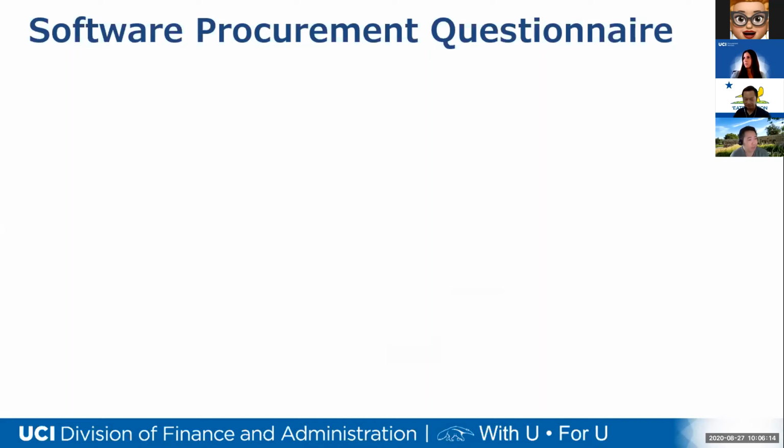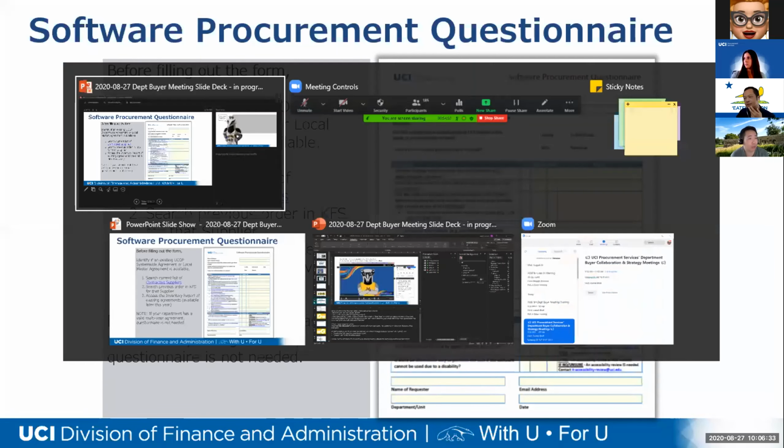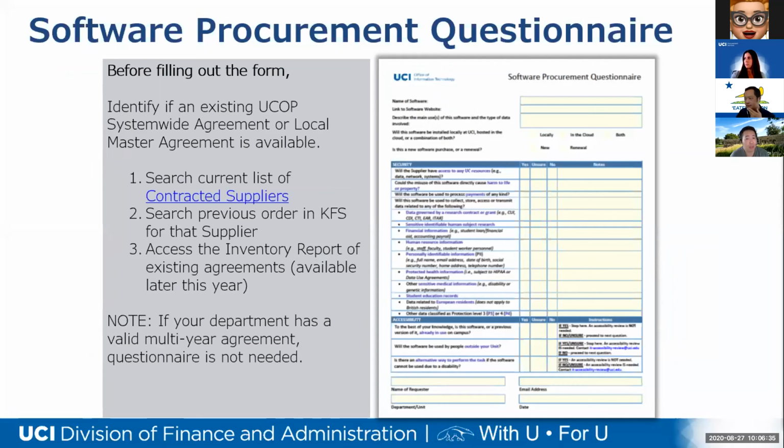Next slide, Maggie. Next, we will be going over the new software procurement questionnaire, which some of you may be seeing for the first time. Before filling out this form, we recommend that you first try to identify: are there any existing UCOP system-wide agreements or any local UCI master agreements that are out there? Typically, these are the easiest agreements to piggyback off of.